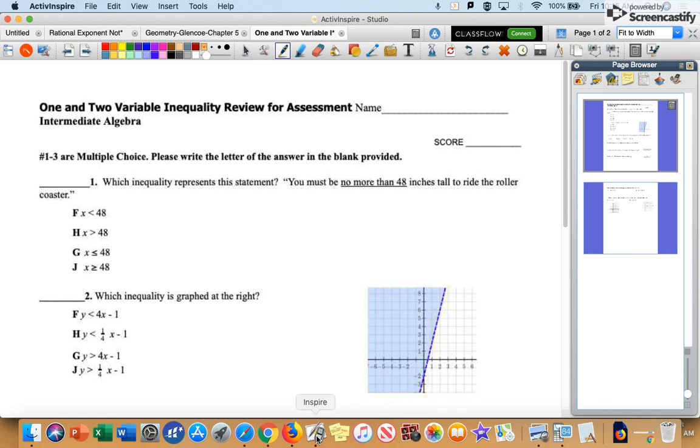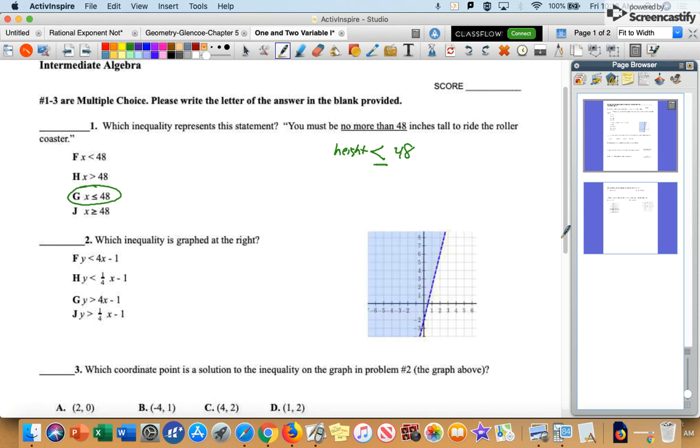No more. So if you cannot be any more, then your height has to be less than 48 for sure, because you can't be more than. But could you be equal to 48? It just says you can't be more than. So yeah, your height could be equal to 48 or less than 48. So less than or equal to is going to be our answer here. And so x is less than or equal to 48 would go with G. So just be thinking about whatever the statement is here, where I think we've used the terms at least and more than and less than and all of those, but no more than means less than or equal to.